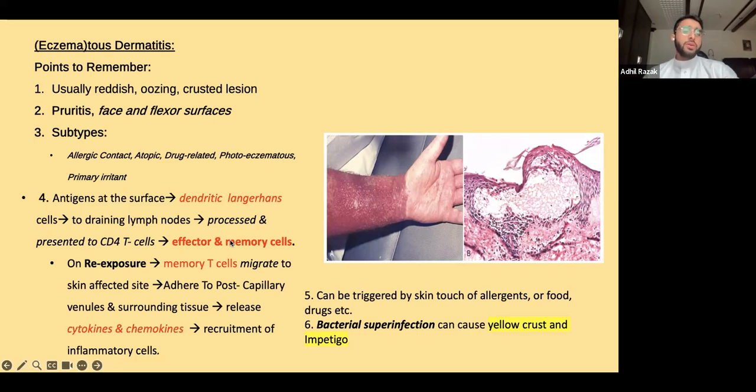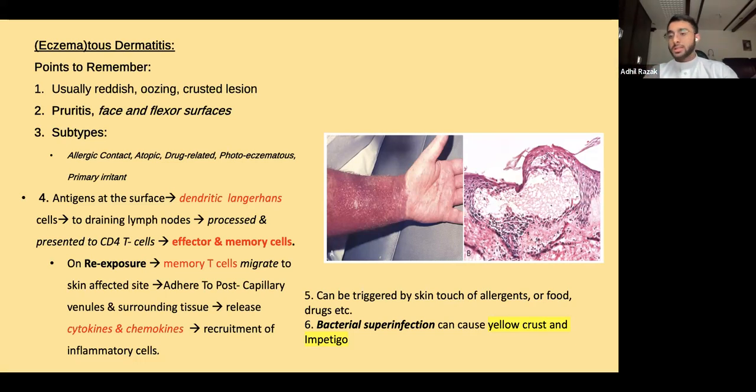To do a quick overview on the pathophysiology, the antigens from the irritant come to the skin, and the dendritic Langerhans cells take up the antigen and take it to the lymph nodes, where it is processed by the CD4 T cells. Quick, very basic immunology stuff. So this is taken up by the effector memory cells, and the memory cells now know, okay, this particular antigen is a problem item. So when there's a re-exposure, the memory T cells act up.